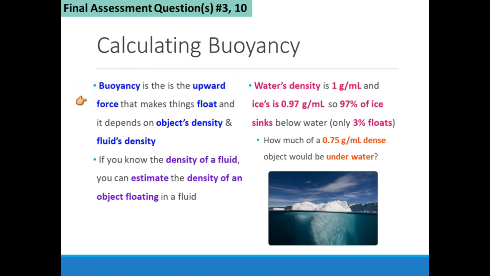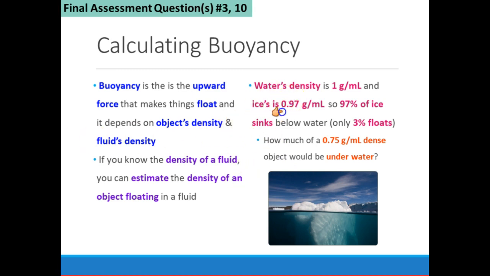So remember, buoyancy is the upward force that causes things to float. And this upward force is dependent on an object's density and the fluid's density. So here's the thing, guys. If you know the density of a fluid, when there's an object floating in that fluid, you can actually estimate the density of that object. So for example, water's density is 1 gram per milliliter, and ice's is 0.97 grams per milliliter.